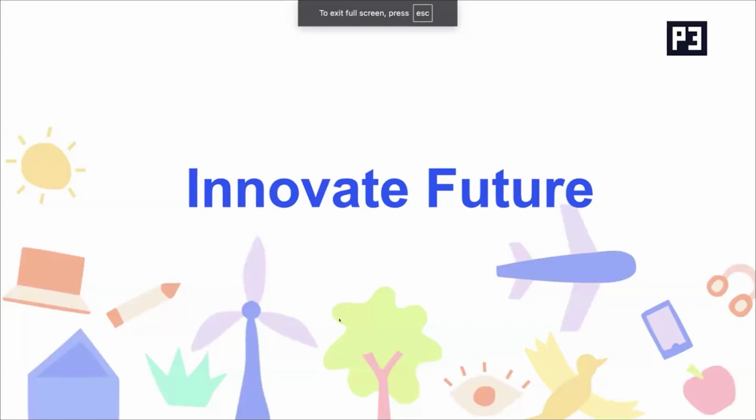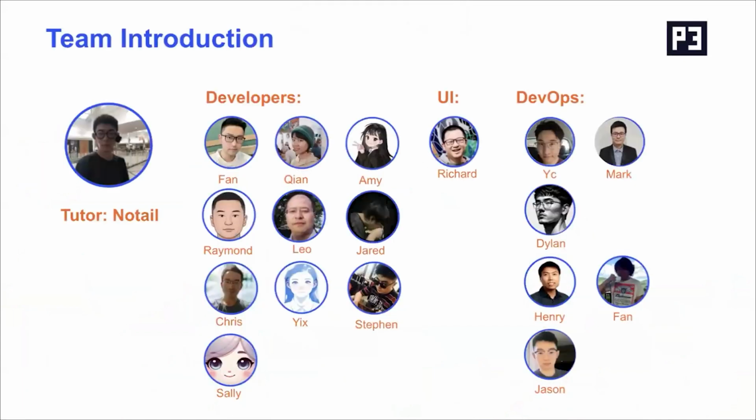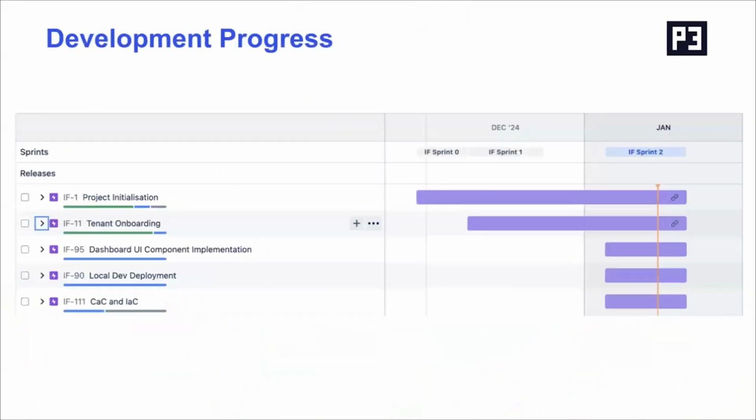Okay, hello everyone. We are presenting for Innovate Future, and these are our current team members. Currently we are in the second sprint, and we've already finished the project initialization and tenant onboarding. Next, we will be focusing on dashboard UI component implementation, local dev development, CAC and IAC, etc.